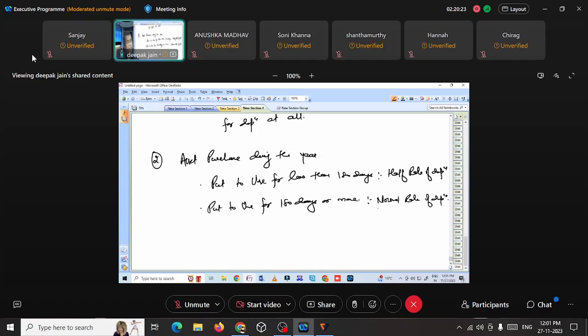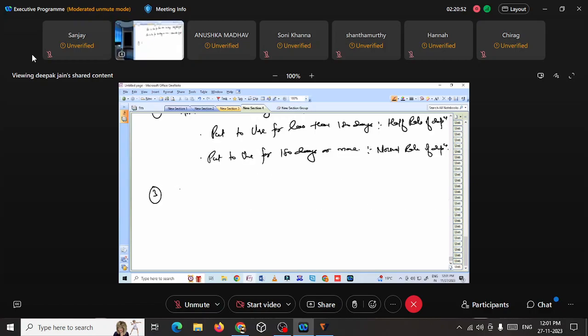The crux of the matter: assets sold out during the year, no proportionate depreciation at all. While for an asset purchased during the year, you have to check its period of use. If it is put to use for less than 180 days, then the depreciation rate would be half. If it is used for 180 days or more, then the normal rate of depreciation. Clear?